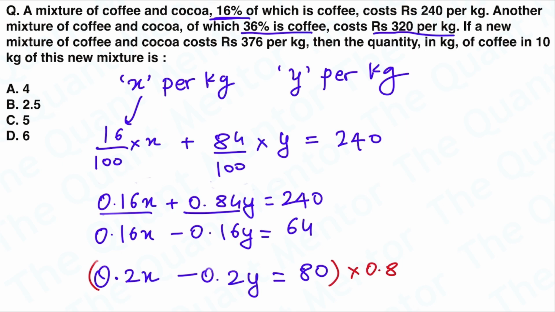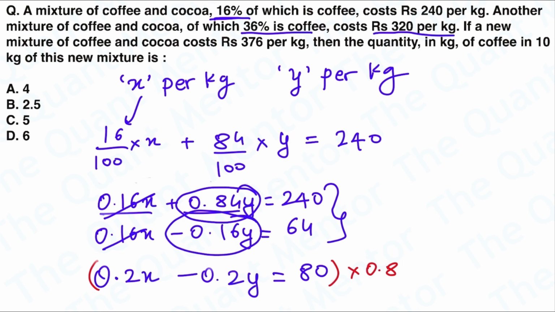Right? And next step is I subtract these two equations again. So 0.16x and 0.16x will become 0. 0.84y minus 0.16y will be 1y or y. That will be 240 minus 64. 240 minus 64 shall be 176. So we'll get 1y is 176. This value of y we can substitute in any of these three equations to get the value of x. We'll get 1x as 576.